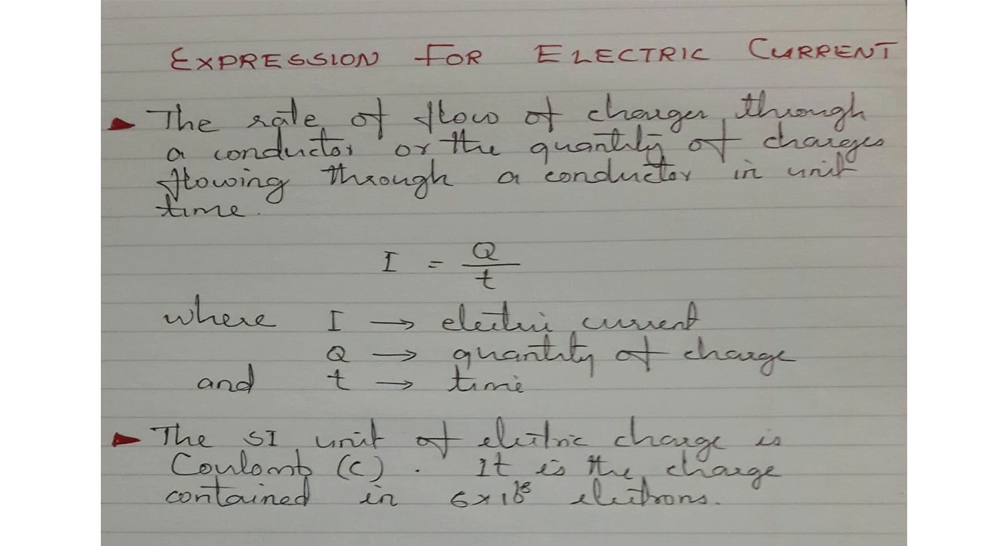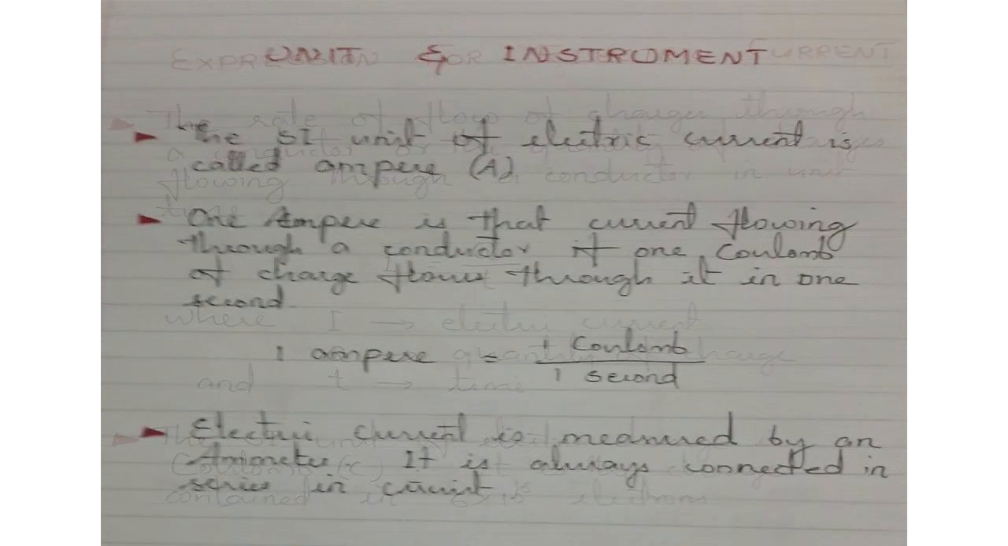Next we have to discuss the unit and instrument used for electric current. From the definition we get the SI unit of current. The unit of current we can take as coulomb per second. This coulomb per second is also called ampere. So the SI unit of current is ampere. 1 ampere equals 1 coulomb divided by 1 second.